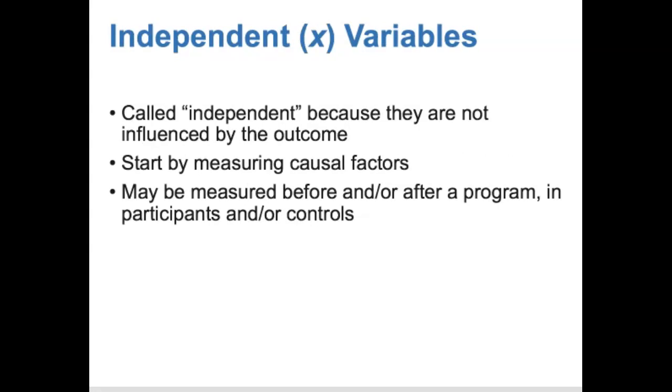The X variables are your independent variables because they don't depend on your outcome. It's important to review the published literature and to start by measuring known causal factors. The program effect theory can also help to identify variables for inclusion. Independent variables may be measured before and or after a program, as well as in participants and or in controls. This is a design decision made based on the resources available and the level of the rigor required for the evaluation.